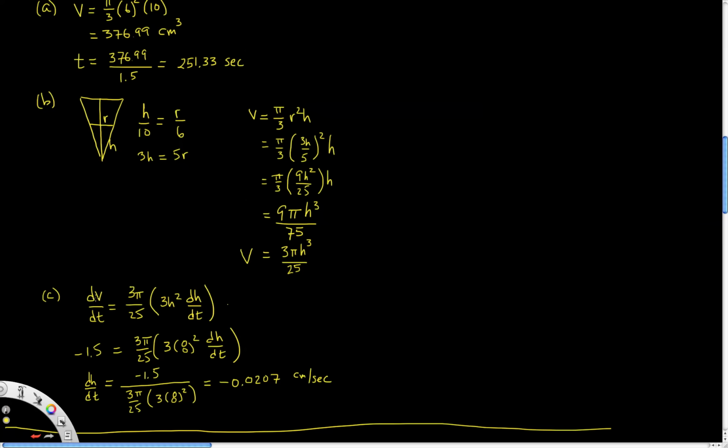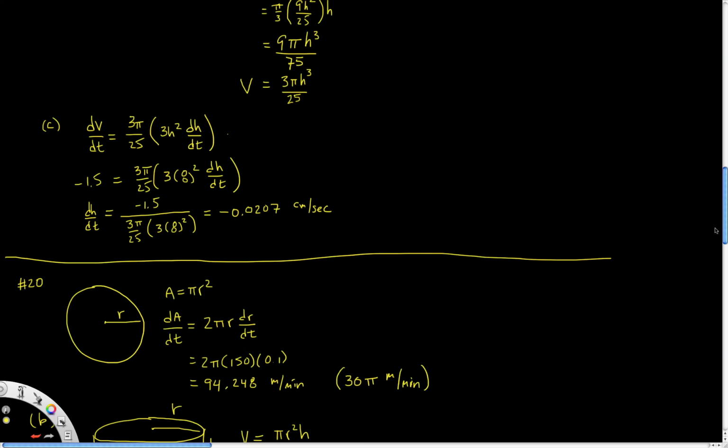Now, plugging in some numbers that I'm given, I know that the volume is changing at negative 1.5. That's that rate. There's my 3 pi over 25. There's 3. They tell me when h is 8 centimeters, so I'm plugging in 8 for h. And dh/dt is the thing I'm looking for, so I'm going to leave it as dh/dt in the equation. Solve this for dh/dt, and I end up with negative 0.0207, or 0.0207 centimeters per second. So the sign makes sense. h is decreasing as the water leaves the cone. So that takes care of that problem.